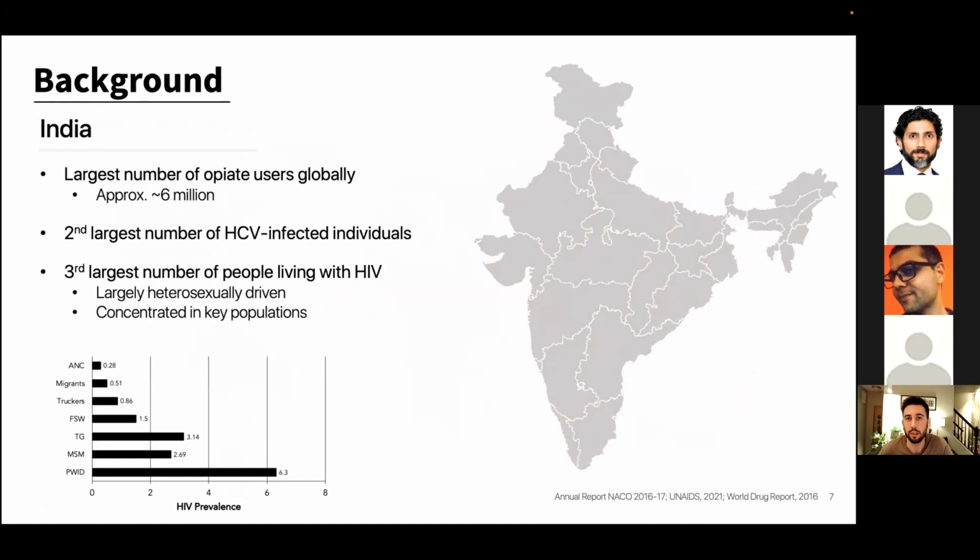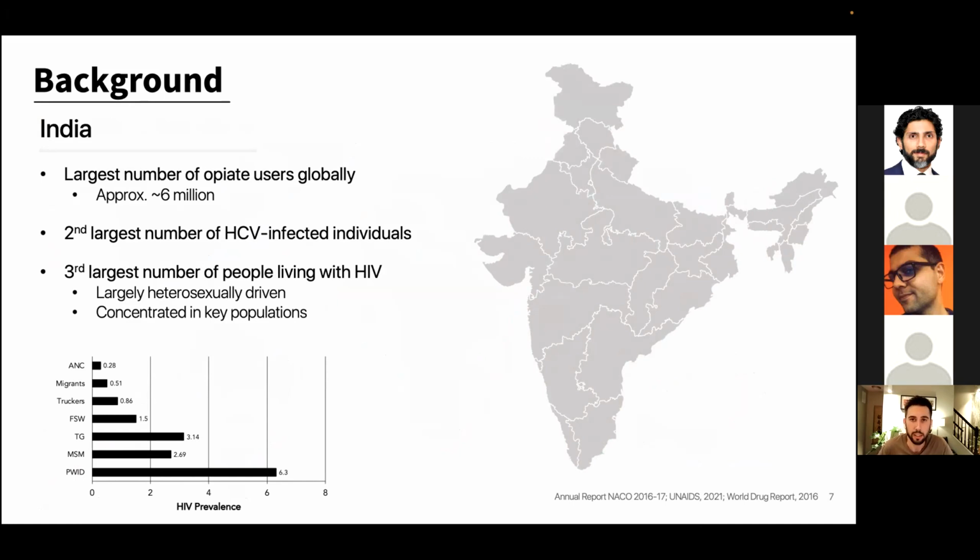India is home to the largest number of opiate users globally, the second largest number of hepatitis C infected individuals, and the third largest number of people living with HIV. HIV transmission in India is largely heterosexual, but it's also highly concentrated in key populations, particularly people who inject drugs.